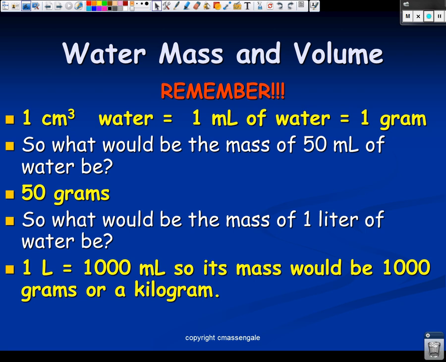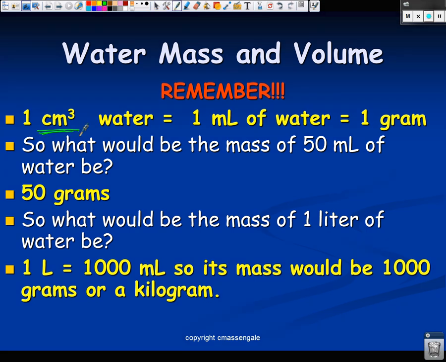1,000. So 1 liter is 1,000 milliliters. So its mass would be 1,000 grams or 1 kilogram. Okay, I know that this is weird. So when you see this, this is 1 cubic centimeter, this is 1 milliliter, and this is 1 gram.